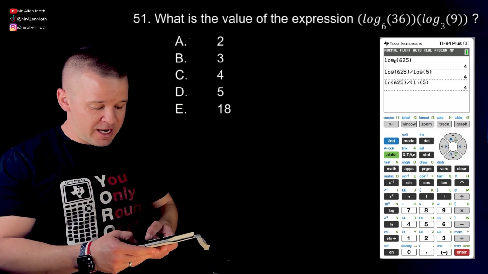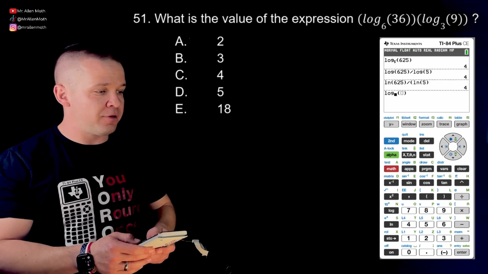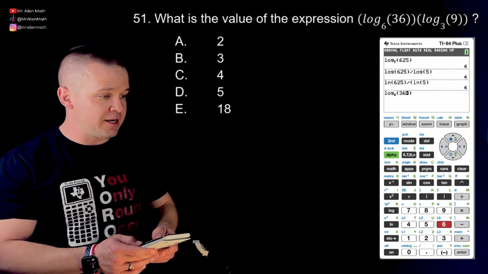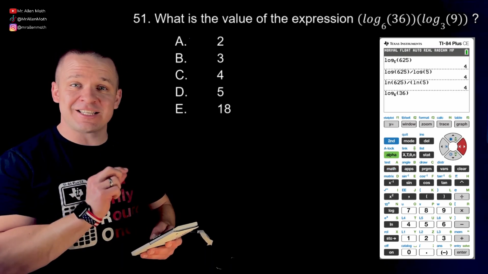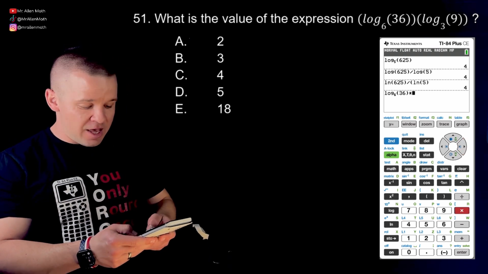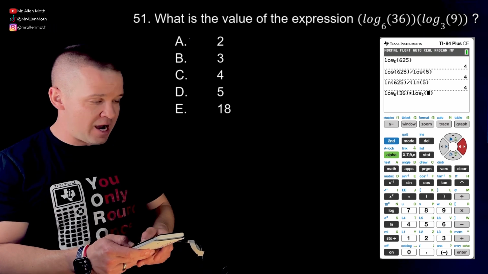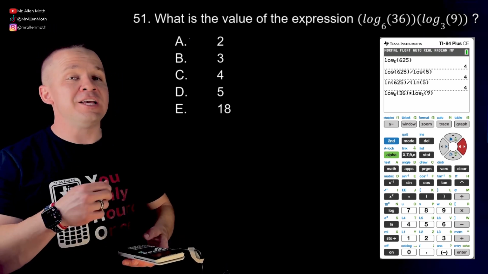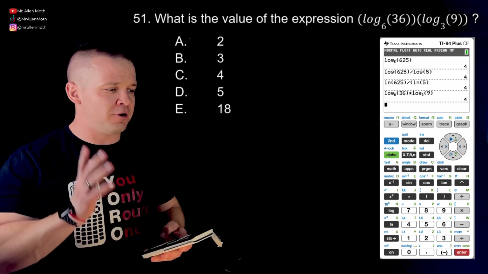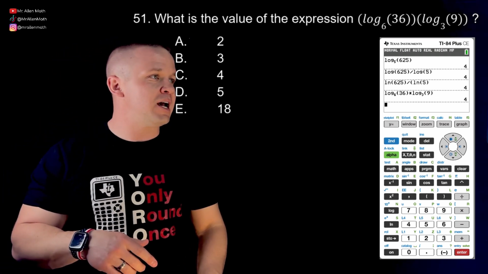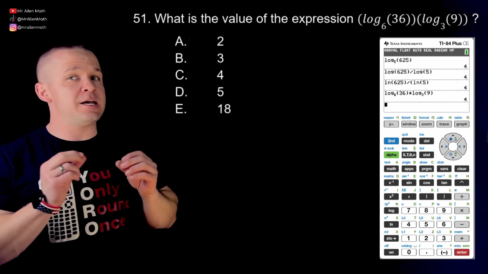All right, now I'm going to type this thing in. We have math, alpha, math. I'm going to type 6, then 36. If you were doing this one in your head, 6 to the second power is 36. And then I'll hit math, alpha, math again. And then I've got 3 in the base this time, 9 over here. 3 to the second power equals 9. So it should be 2 times 2 is 4. Let's see if we got, oh my goodness. 4s all day, baby. We got choice C on this one.